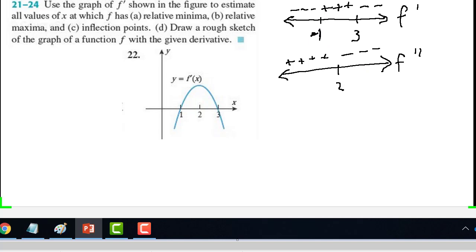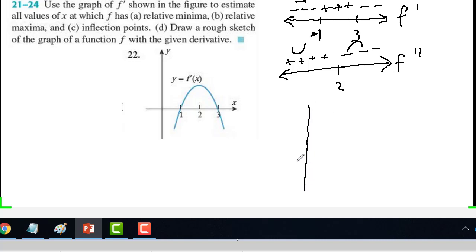Remember, the first derivative tells me increasing and decreasing, so my graph is decreasing to the left of 1 and then increasing to the right of 1, in between 1 and 3. Once we get past 3, then we start decreasing. So my second derivative tells me concavity. So to the left of 2, my graph is concave up. To the right of 2, my graph is concave down.